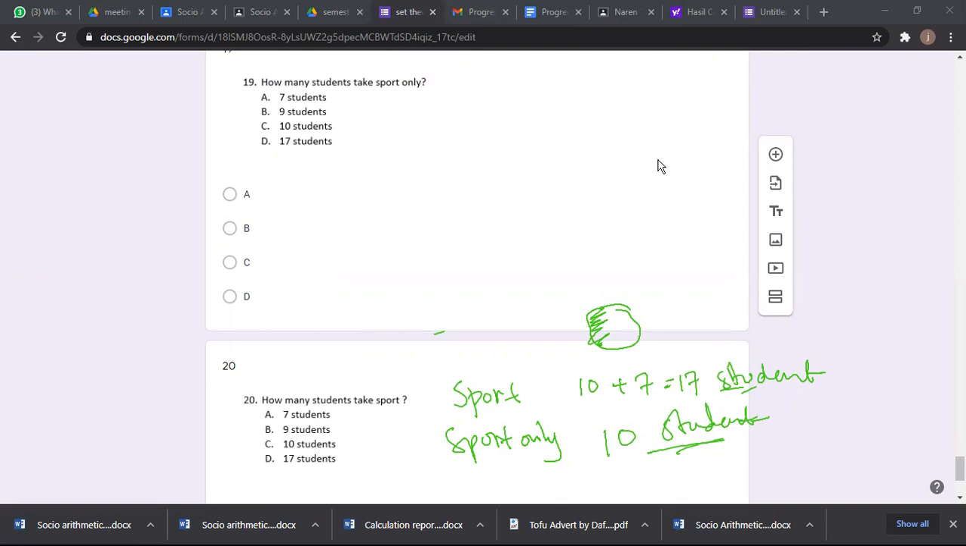Okay, so that is how we can learn about Venn diagrams. We learn about sets. Hopefully you understand and this video is useful for everyone.